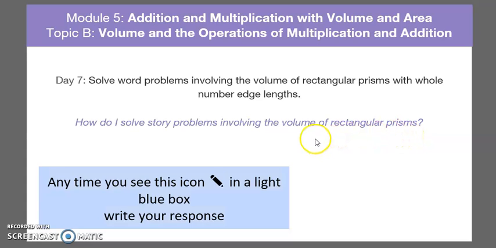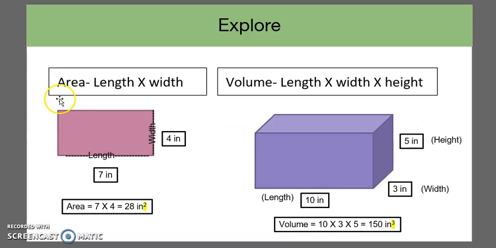Before we get into today's lesson, I want to go over the difference between area and volume. Area is when we do length times width. Here in this diagram we have a length of 7 and a width of 4. When we're finding the area, we multiply 7 times 4, giving us 28 inches squared. The 2 signifies the two different dimensions we're working with, length and width.